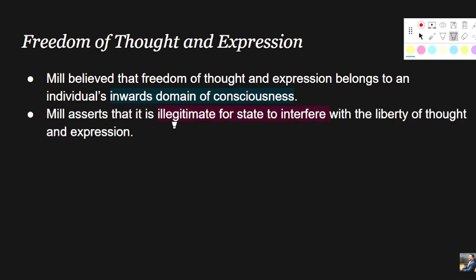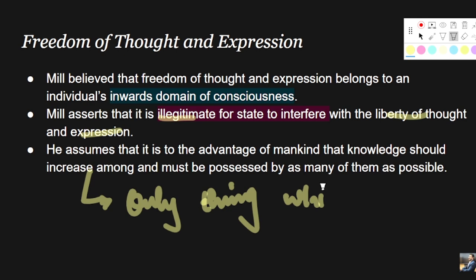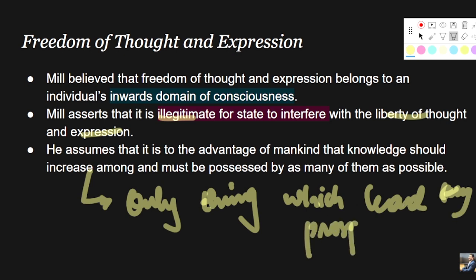So Mill asserts that it is illegitimate for the state to interfere with the liberty of thought and expression. He assumes that it is to the advantage of mankind that knowledge should increase and be possessed by as many people as possible. Why? Because it is the only thing which will lead any nation to prosper.